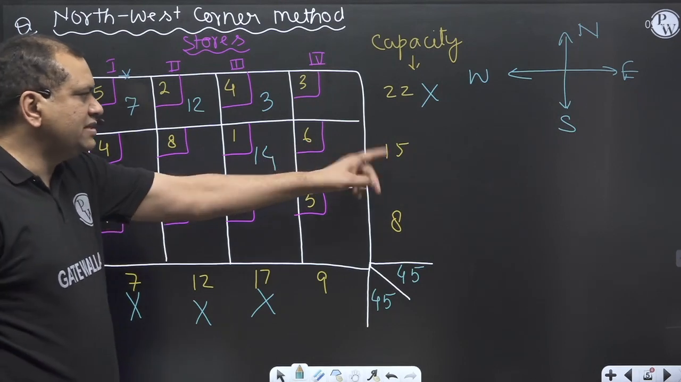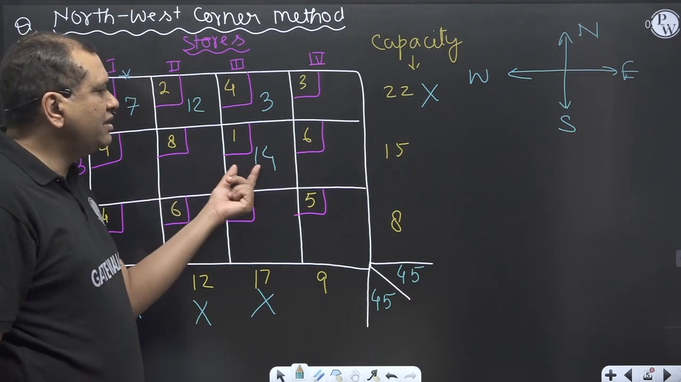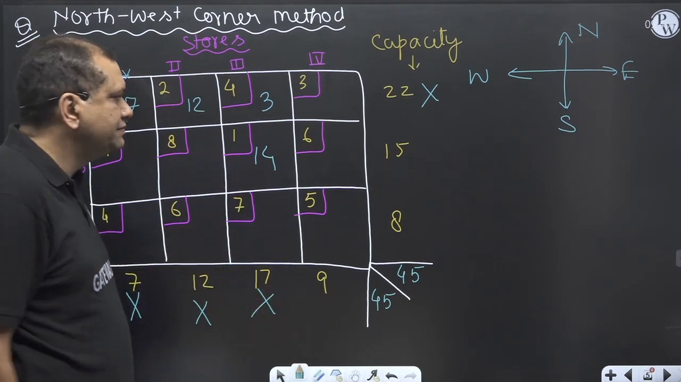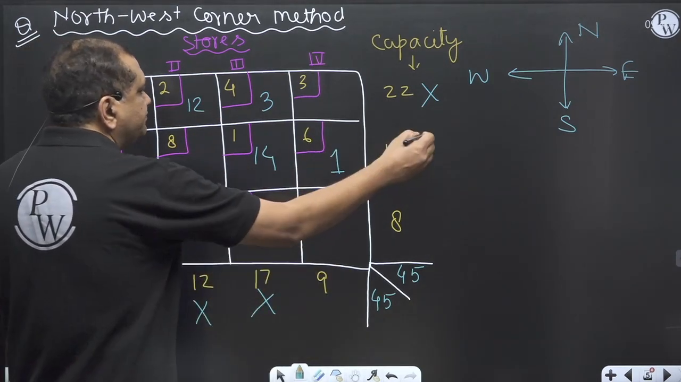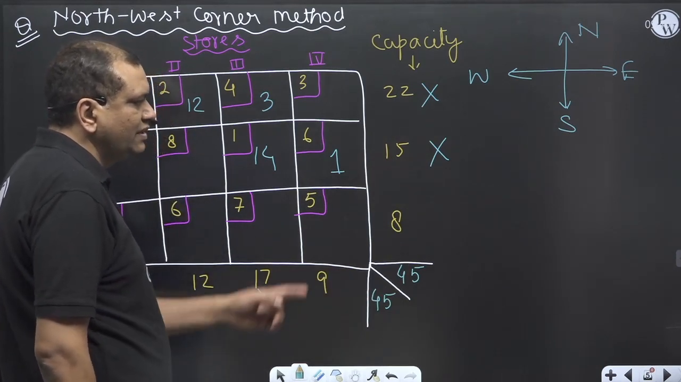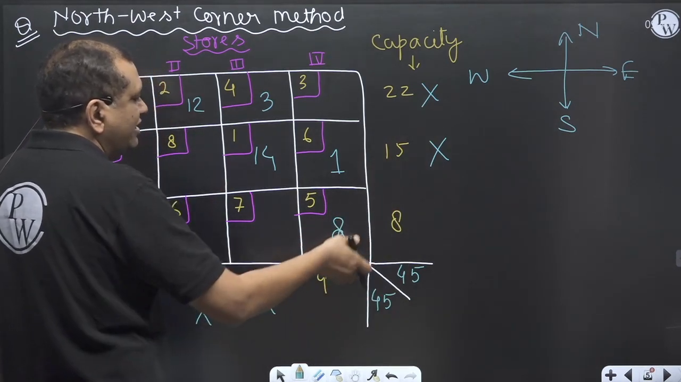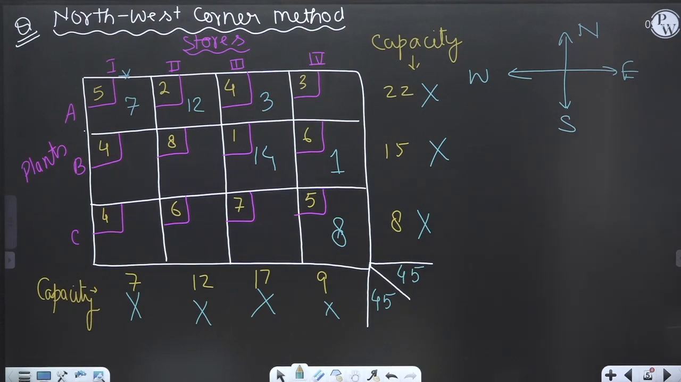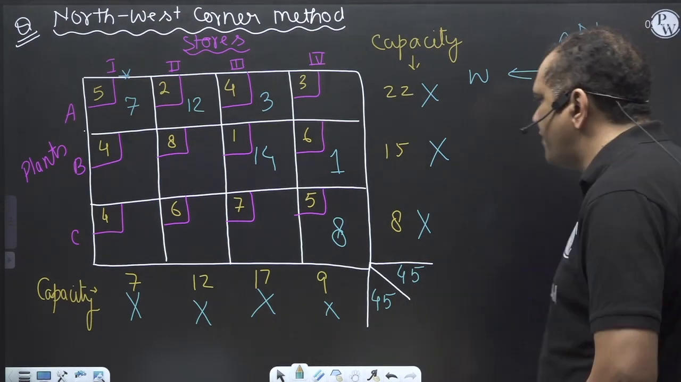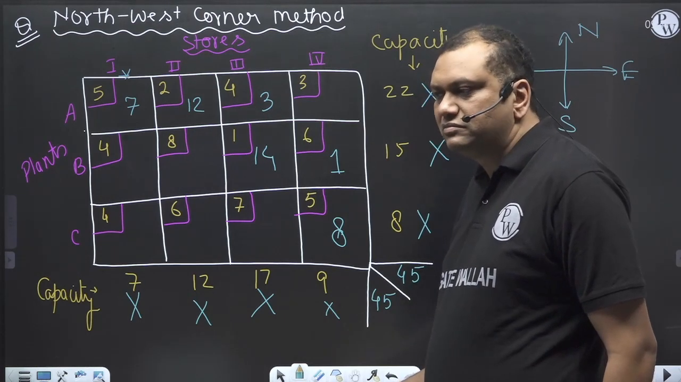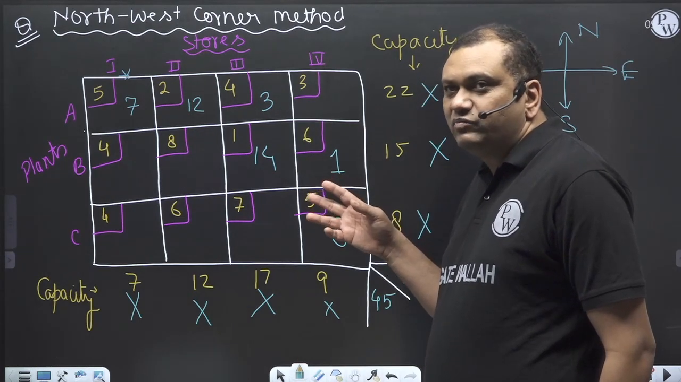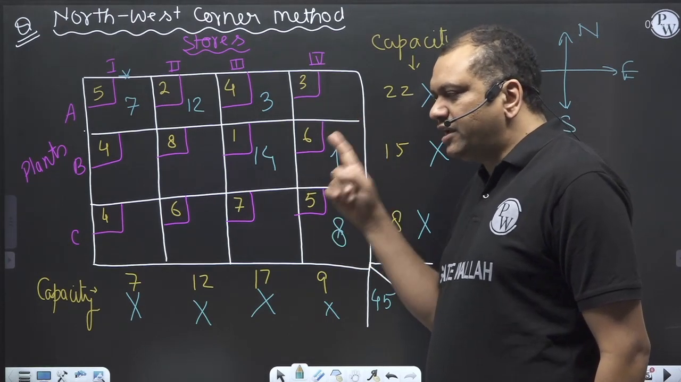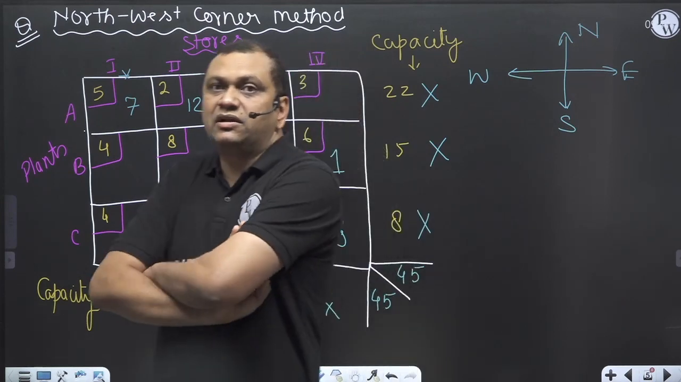In the second row, capacity is 15. You have already allocated 14. One left. So 1 you allocate here. Now we don't have any option to allocate 8 here, so this is also exhausted. This is also exhausted. So take the northwest corner, and start allocating the maximum number of allocations. This solution is called initial basic feasible solution by northwest corner method.